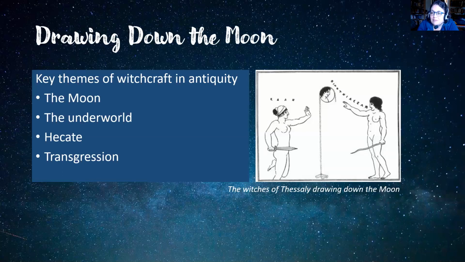So some of the key themes of witchcraft in antiquity were reverence for the moon, and that would imply also the phases of the moon being very important. The underworld was very important, and when we think about the cosmology of ancient paganism, you have the upper world, which was typically the world of the gods. So in Greek mythology, we'd have Olympus, the mountain where the gods lived. The middle world, which was the world of mortals, i.e. humans, and then the underworld.